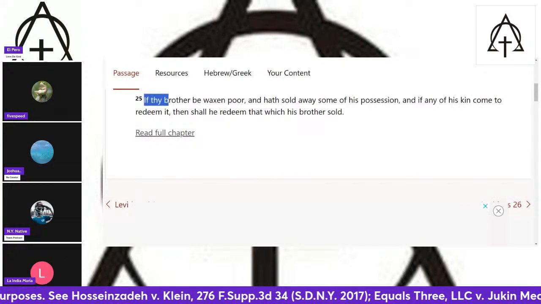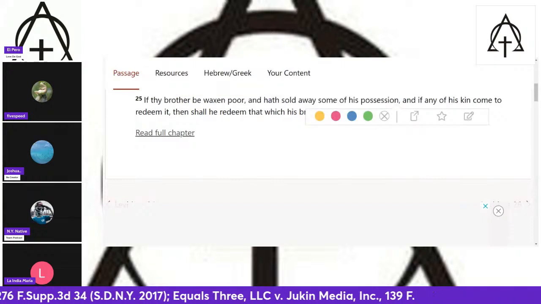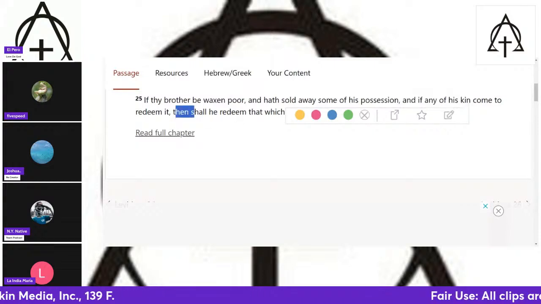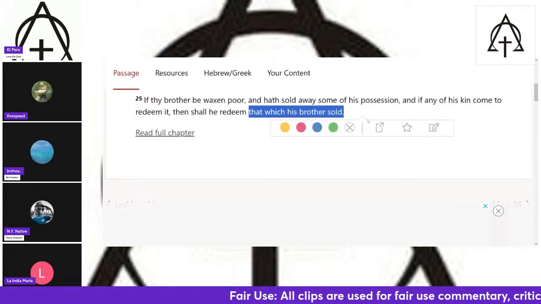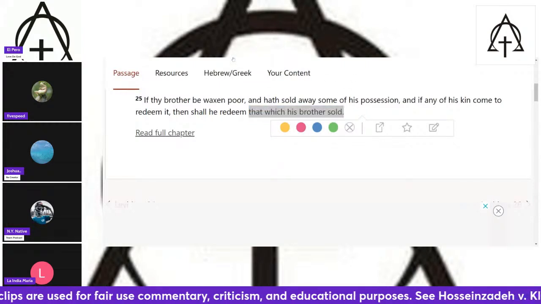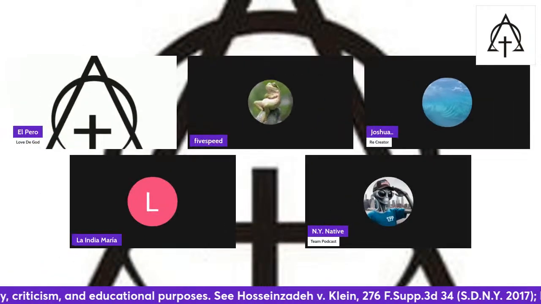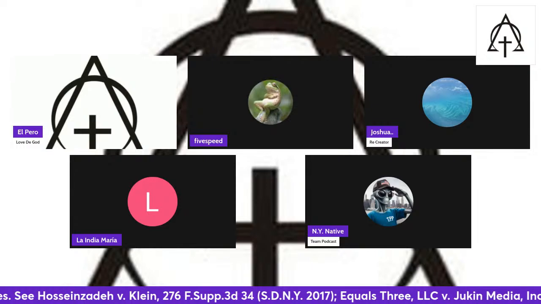Then, coincidentally, it says, if thy brother be waxen poor and hath sold away some of his possession, and if any of his kindred, kin, image and likeness, come to redeem it, then shall he redeem that which his brother sold. We're not supposed to be buying and selling. We're supposed to be redeeming. Does that make sense? Certainly does to me. Do unto others as you'd want them to do unto you. Love thy neighbor as thyself. Absolutely.